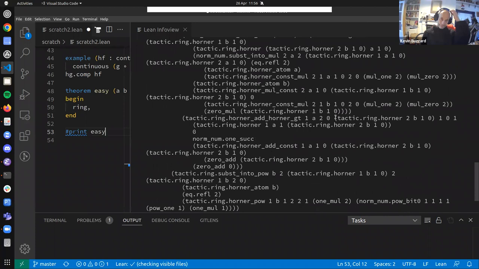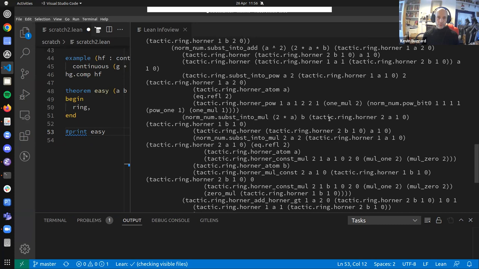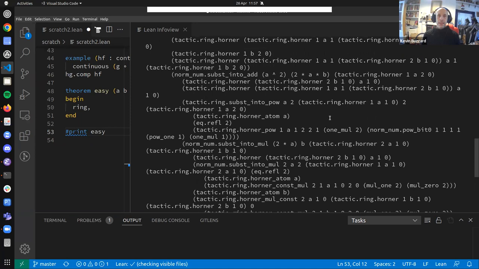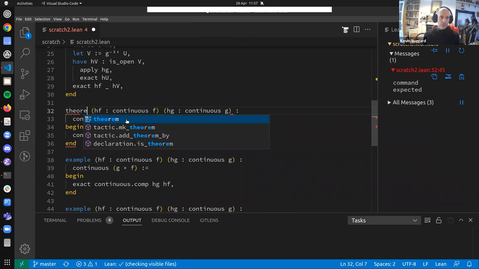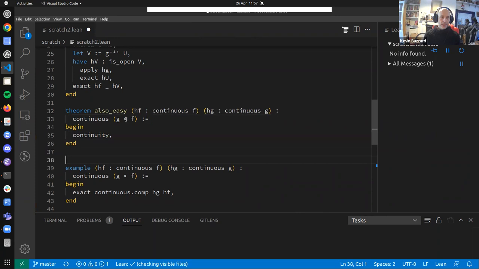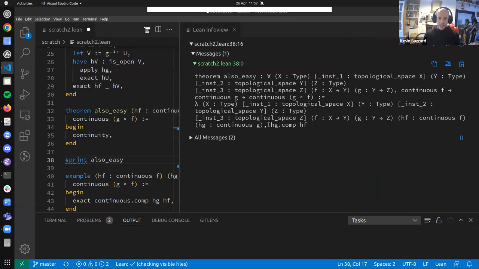So the reason I gave you this example is because I know the ring tactic is a great example of a tactic that produces proofs which are incomprehensible to humans. Whereas on the other hand, the continuity tactic, we can have a look at what the continuity tactic did. So let's look at a theorem, also easy. I suspect that the continuity tactic, print also easy. I'm rather hoping that this will be shorter. Yeah, you see that this one here, we can look at what the proof is, this very last line here.